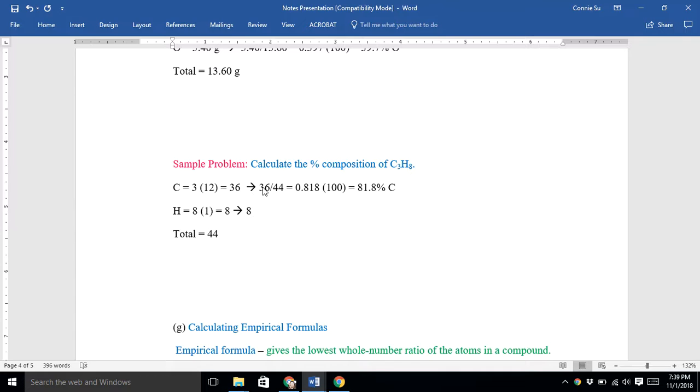And then hydrogen: take the amount of hydrogen divided by the total. Here I got 0.182, rounded to 3 sig figs. Multiply by 100, and I have 18.2% hydrogen. Let's make sure our answers add up to 100, and they do add up to 100, so we're good here. Okay, so that's how you find percent composition.